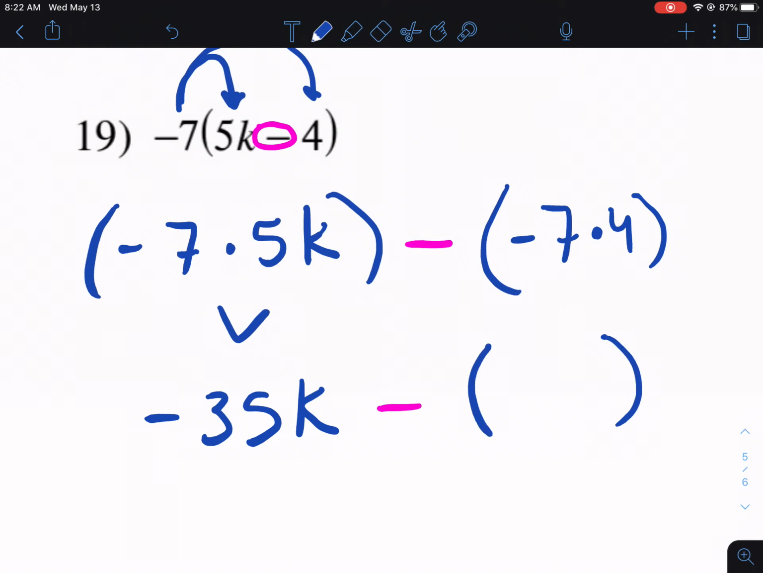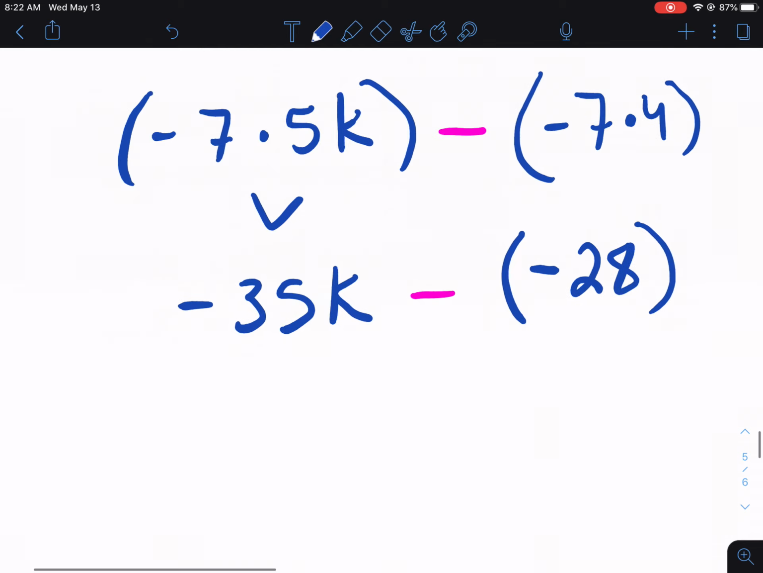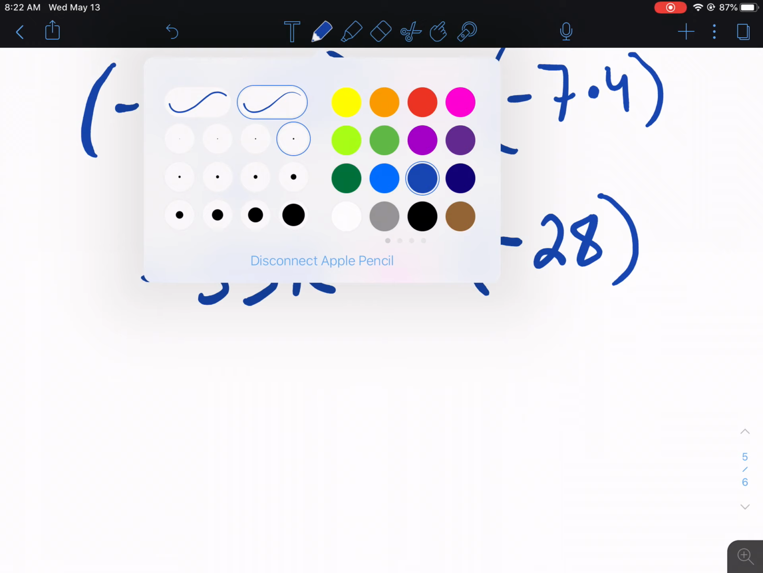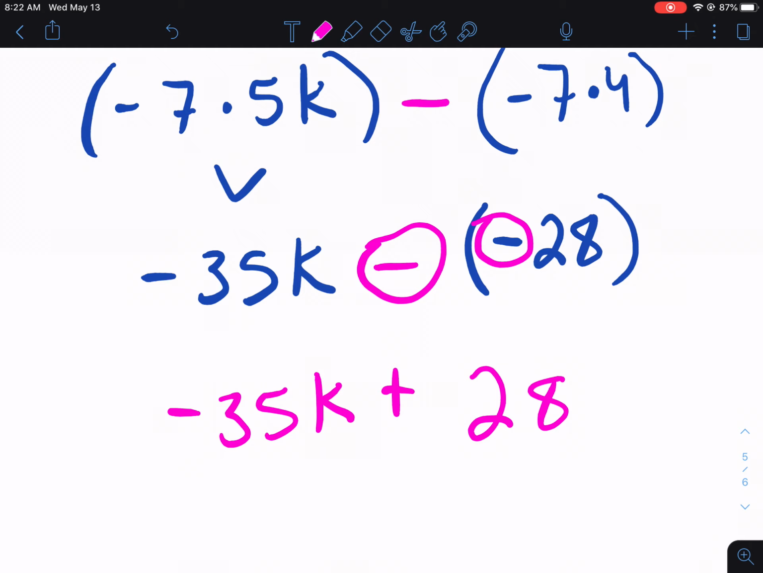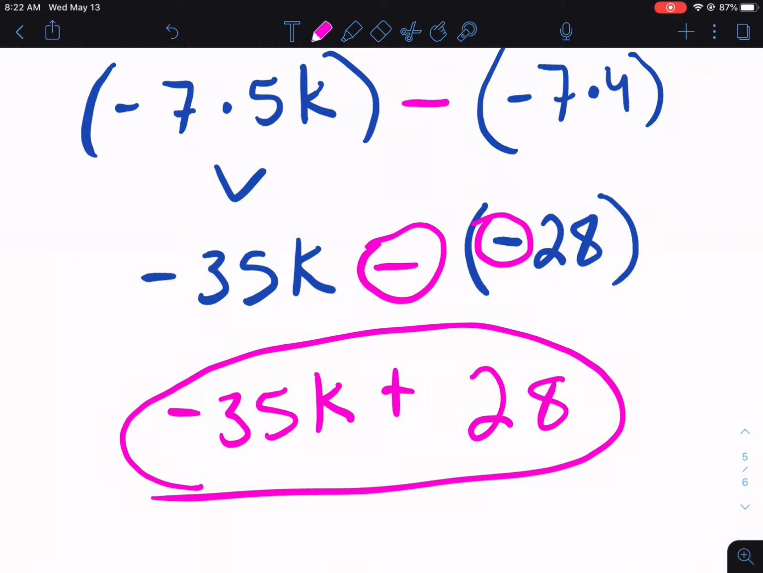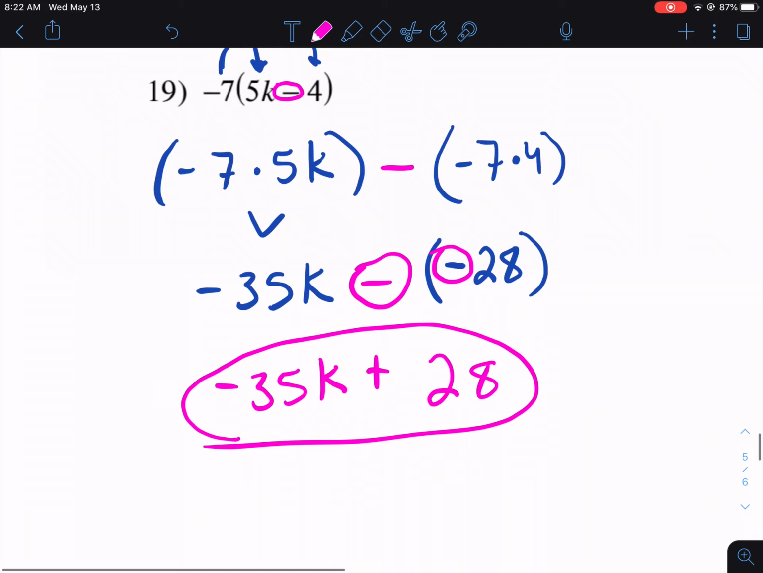Negative times positive is negative. Negativo por positivo es negativo. 7 times 4 is 28. My last step, mi último paso. Minus and negative change to plus. So negative 35k plus 28. Negativo 35k más 28.